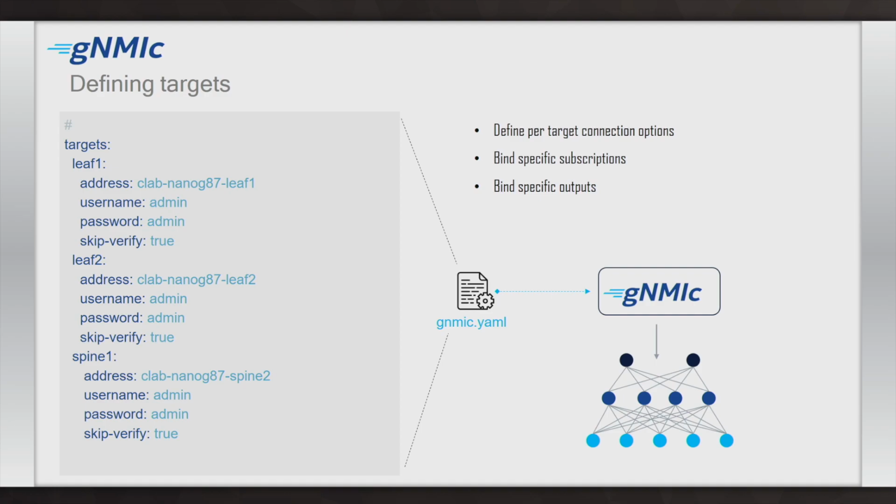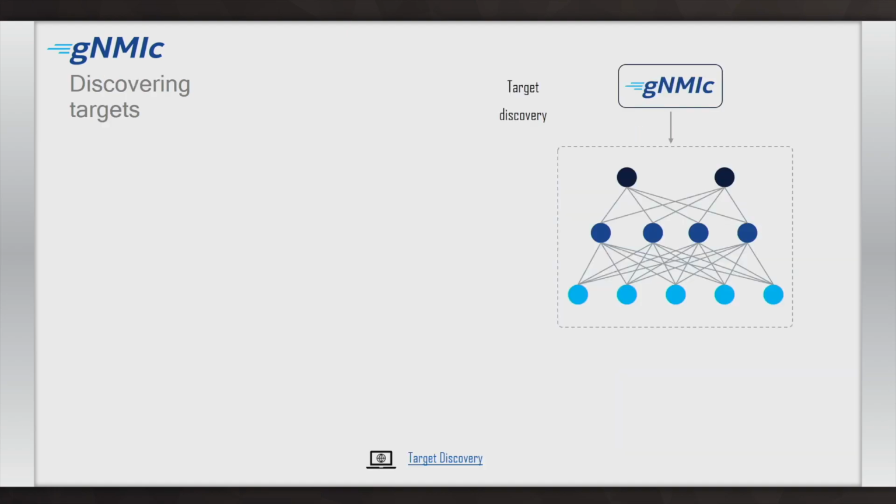You can set the preferred TLS version. You can enable gzip if you're expecting to receive a lot of data. And then under the targets, you can also bind subscriptions and outputs by name. We'll see that in the next few slides.